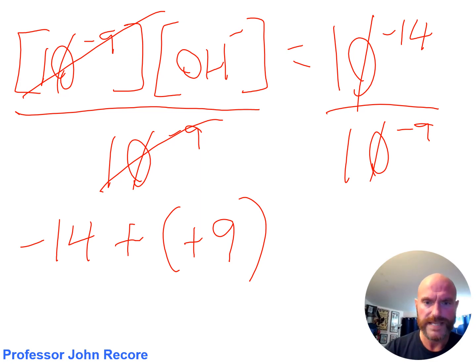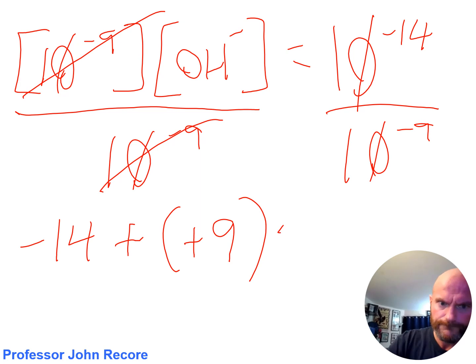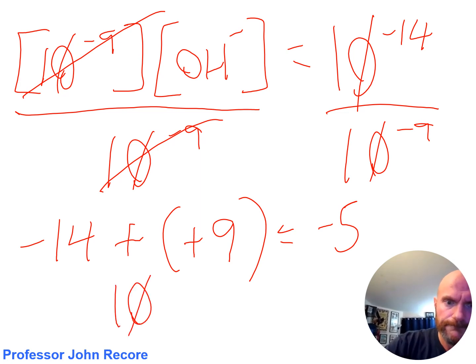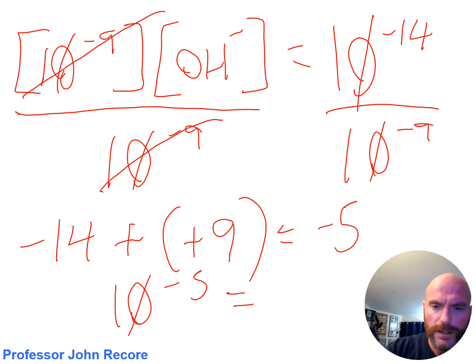And so what is the outcome of this? Negative 5. This is our exponent. So our answer of 10 to the negative 14th power divided by 10 to the negative 9th power is 10 to the negative 5th power. And indeed, 10 to the negative 5th power is our hydroxide ion concentration.